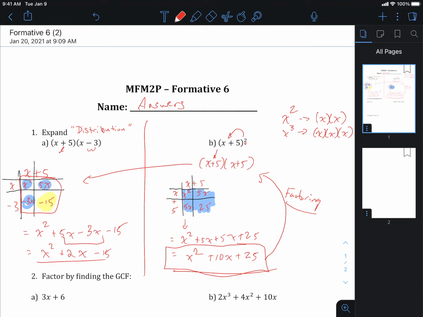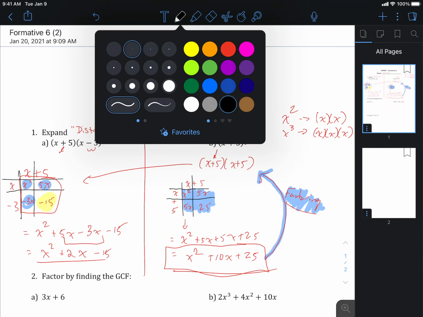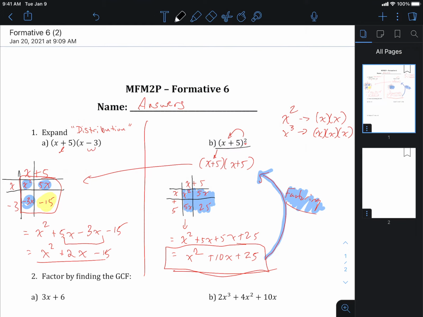Remember, this direction is what we call factoring, right? And the question itself is when I provide you this, which you turned into this, and this is the process by which we call expansion.